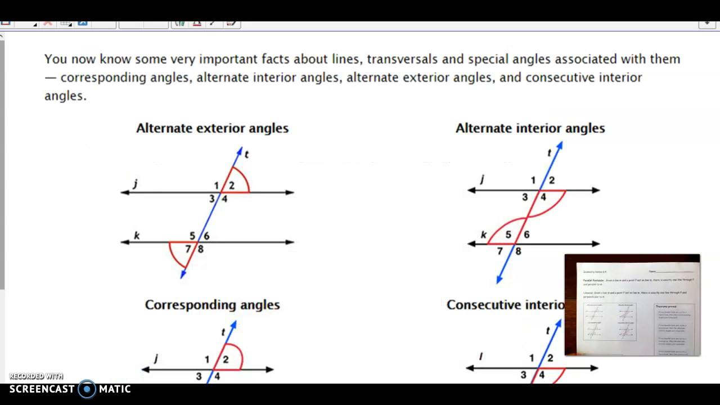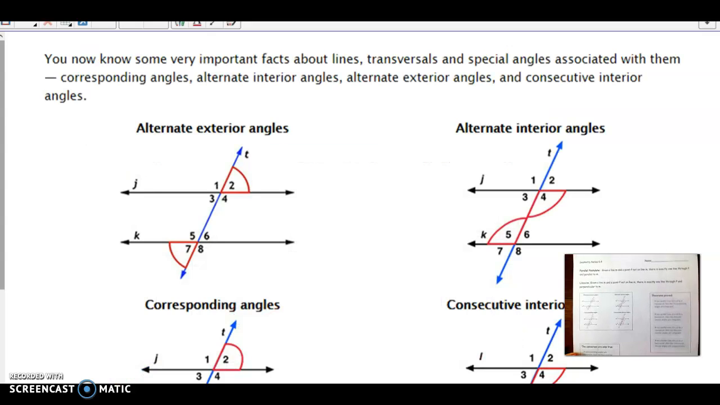We learned some new terms, or just a review of some terms that you learned before, and these are special angle pairs that are created when you have two lines that are cut by a transversal. Remember, a transversal is just a line that intersects two or more lines. In your figure, line T is a transversal because it's intersecting lines J and K.